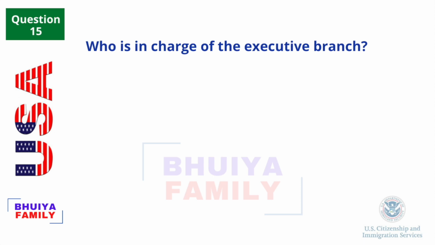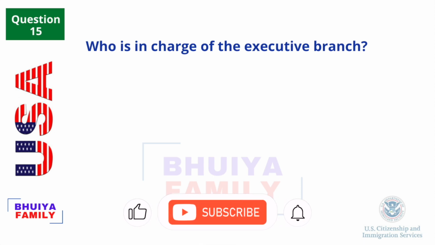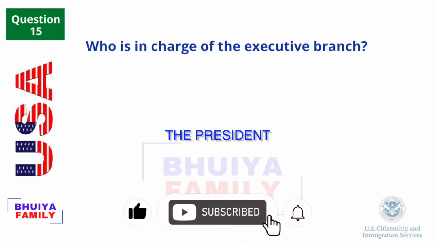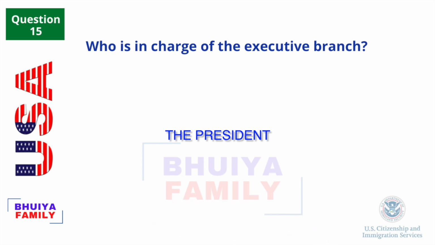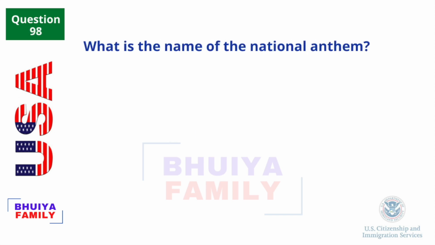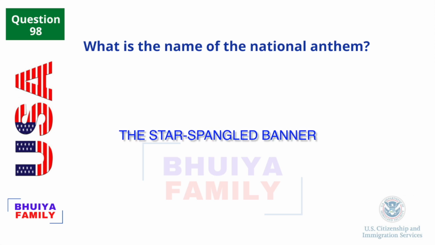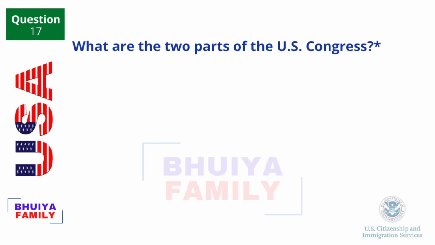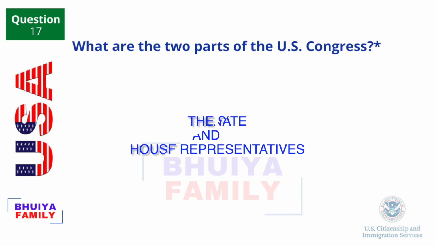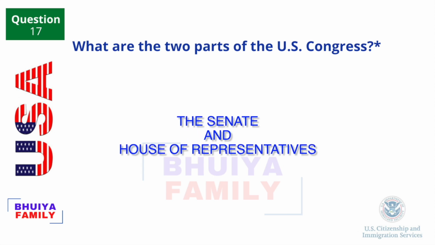Who is in charge of the executive branch? The president. What is the name of the national anthem? The Star-Spangled Banner. What are the two parts of the US Congress? The Senate and House of Representatives.